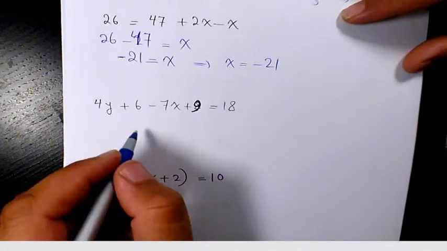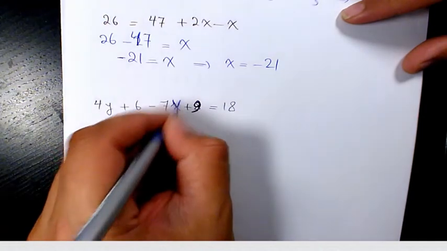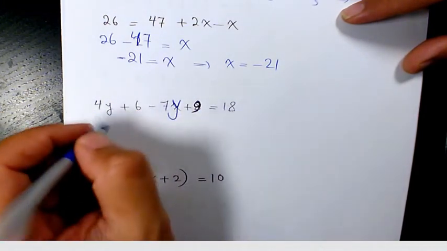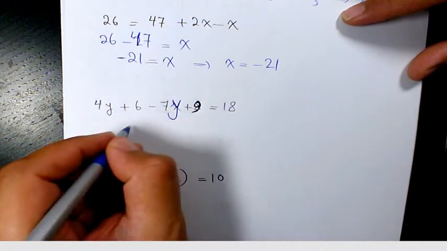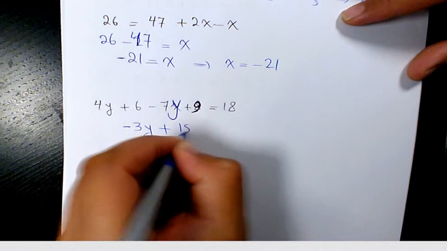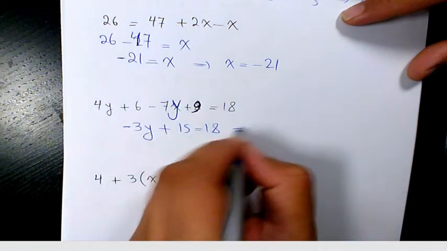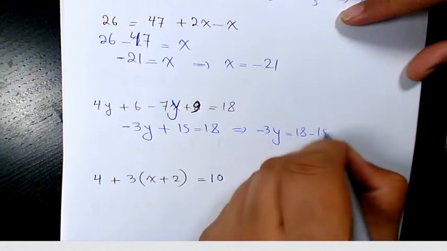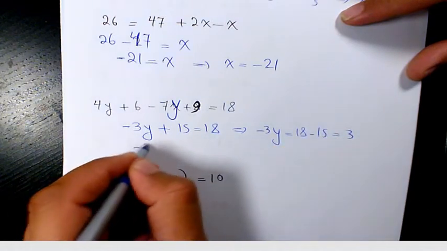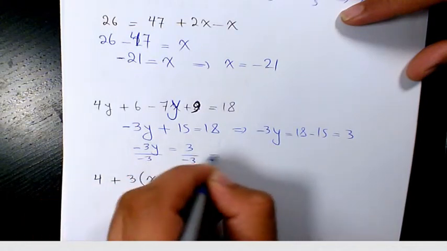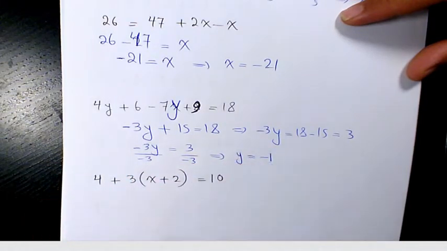4y plus 6 minus 4y plus 6 minus 7y plus 9 equals 18. So 4y minus 7y is going to be negative 3y. 6 and 9 is going to be 15 equals 18. Then you can move 15 to the right hand side. So it's going to be negative. So negative 3y equals 3. You divide both sides by negative 3. So y will be negative 1.